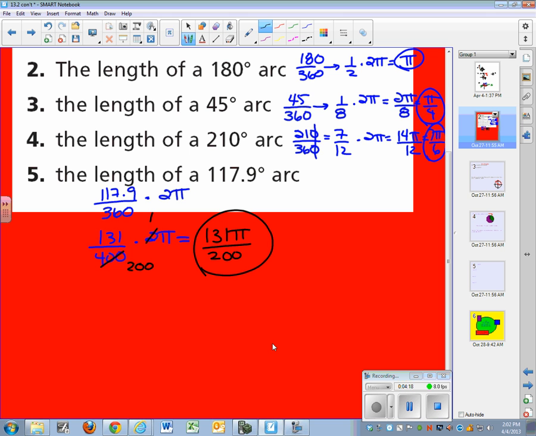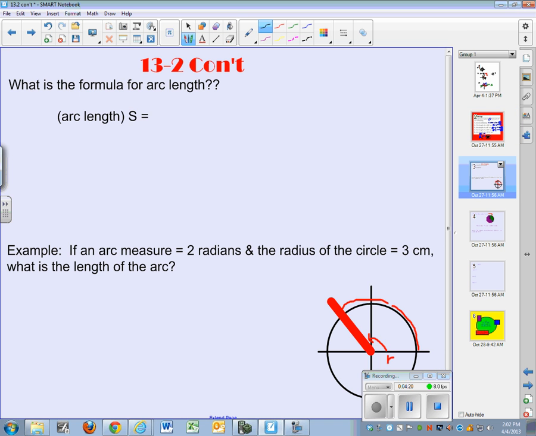Now, if you did those problems, you just found the first formula that we need for the second part of 13.2. Okay, so this should not go in your unit circle. This should go in your notes. Arc length, for whatever reason, they're going to call arc length S. So if you ever see S, that's what it's talking about. Part of the outside of a circle. Okay, that's what arc length is.